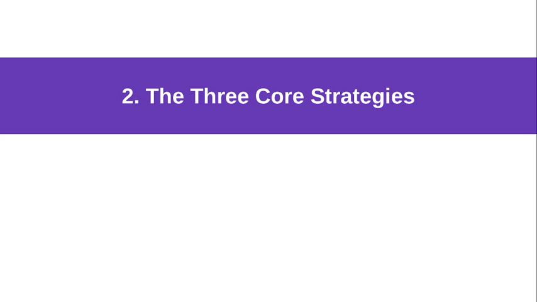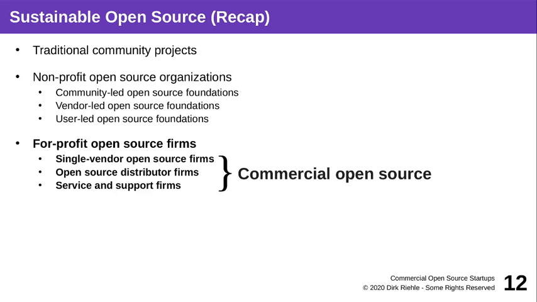So then, there are three core strategies to commercial open source that I want to discuss. Open source has become sustainable, as we know from the previous lectures, by moving on from the traditional community open source projects to all these non-profit organizations, the foundations. But these are not commercial. They only lay the groundwork, arguably, for possible commercialization.